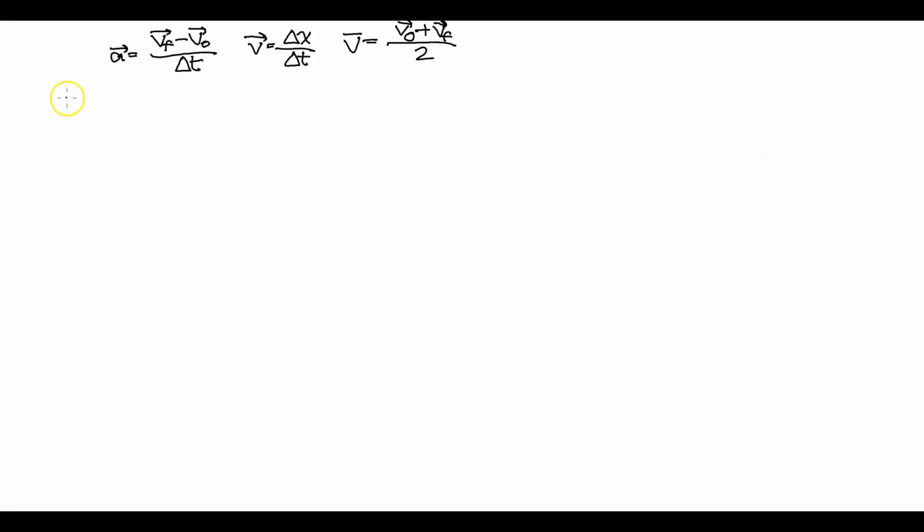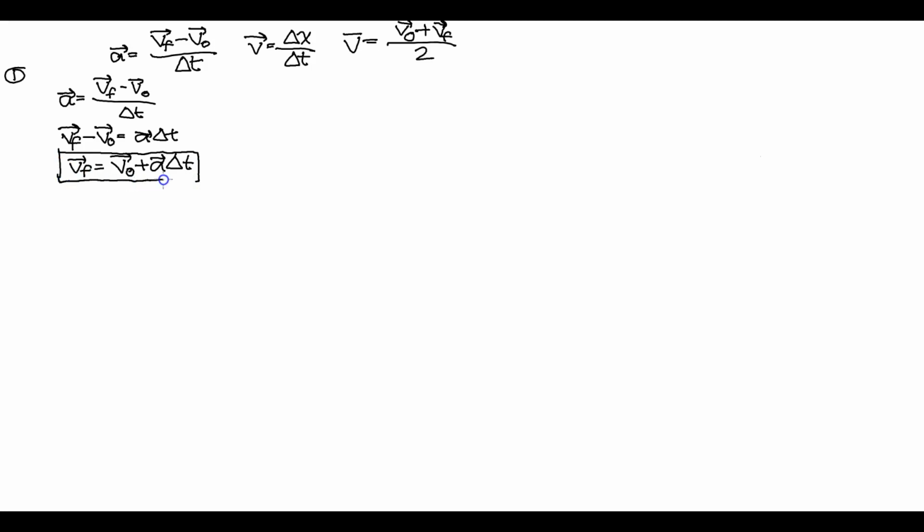So the first equation we can derive is this one. We're going to write this equation right over here. We're going to multiply each side by delta t, so we're left with vf minus v naught equals a delta t. Then we have vf equals v naught plus a delta t, and that is the first equation we've done in the presentation.